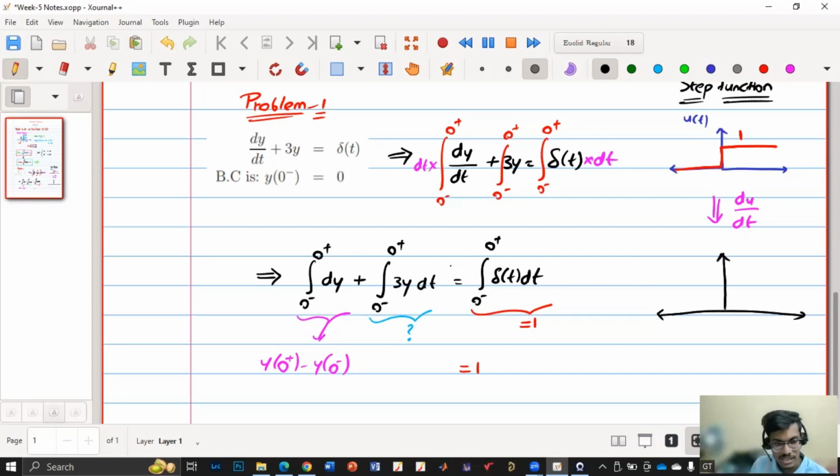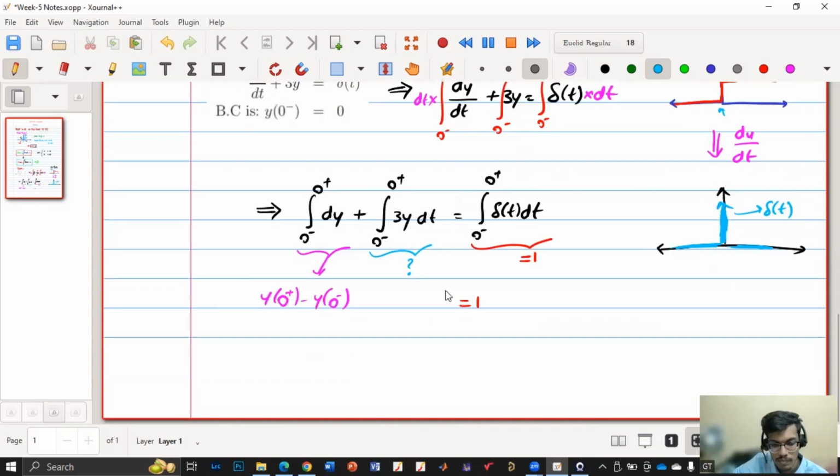First I'll consider t less than 0, then t greater than 0, and then t equals 0. For t less than 0, it is 0. For t greater than 0, it is 0. At this instant, it is infinite. So it will be something like this, right? Which is also our delta of t. So differentiation of u of t is delta of t, and integration of delta of t gives us u of t.